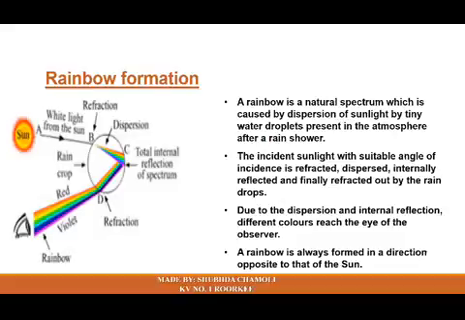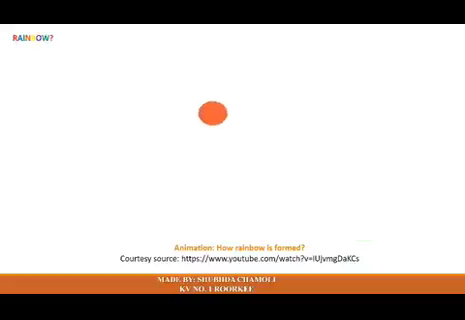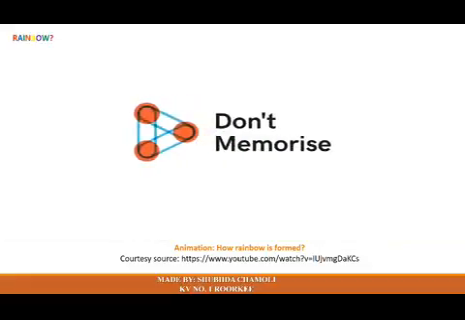Due to dispersion and internal reflection, different colors reach the eye of the observer. A prerequisite condition for a rainbow to form is that a rainbow is always formed in a direction opposite to that of the sun. Let us now see an animation which shows how a rainbow is formed.